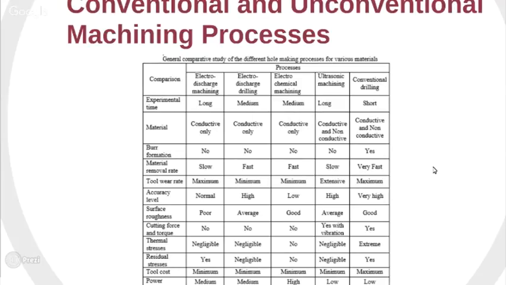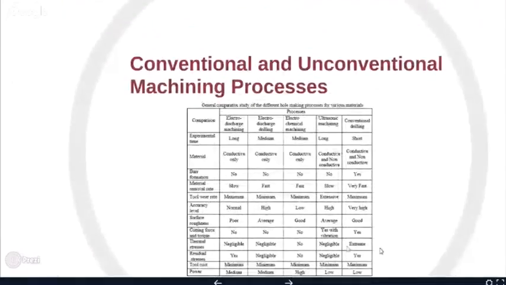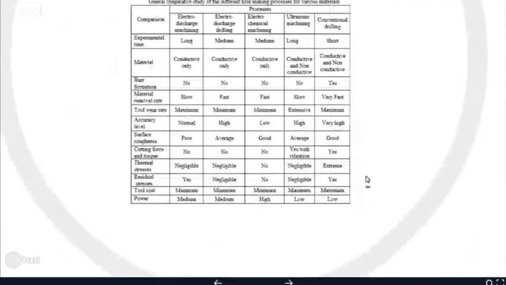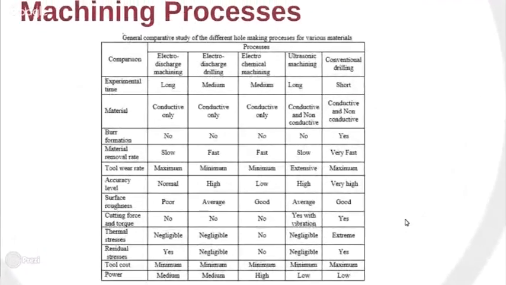Now, comparison is made with respect to the experimental time, with respect to the material, with respect to burr formation, material removal rate, tool wear rate, accuracy level, surface roughness, cutting forces and torque, thermal stresses, residual stresses, tool cost, and the power consumption. And here you come to know that when we are talking about conventional drilling, the experimental time is very, very short.